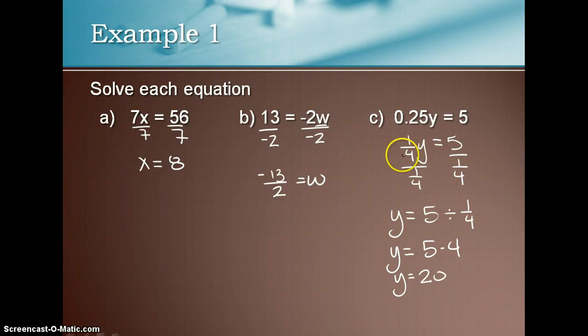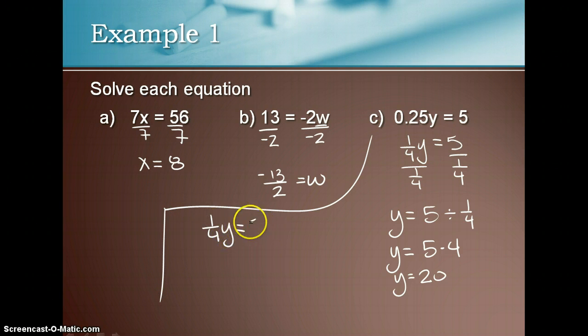What I could have done instead with the 1/4 y is equal to 5 is just multiply both sides by 4. That cancels out the 1/4, and that still gives us the 20. So it's a little bit less in steps. So that's just a case of where dividing by a fraction doesn't seem to really work out for what we're trying to do. All right?